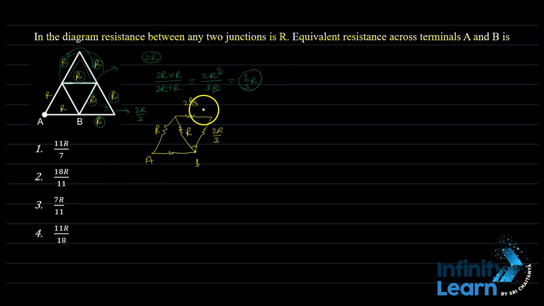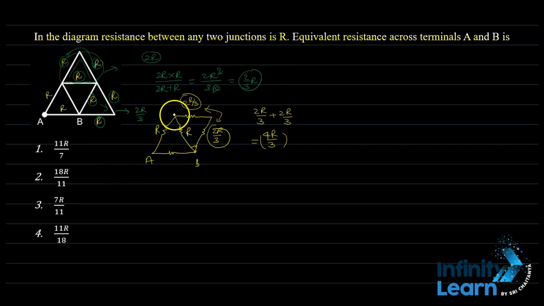Now this 2R by 3 resistance and 2R by 3 resistance are connected in series. So the total resistance of the series resistance is 2R by 3 plus 2R by 3. So that will become 4R by 3. So here total resistance is 4R by 3, which is connected in parallel with R.